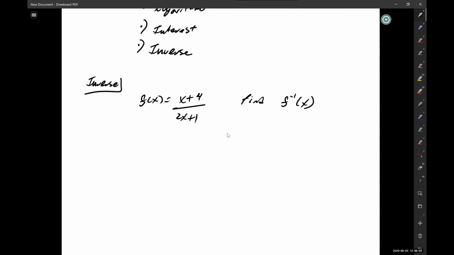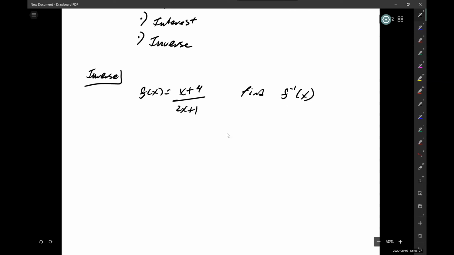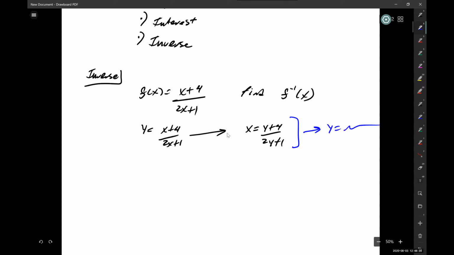So the way we did this algebraically was we wrote this in terms of a y equals equation. That's just rewriting the same original equation. And then what makes it an inverse is we're going to do this swap of variables. So swapping will make x equal y plus 4 all over 2y plus 1. And that's the initial step. And the goal, as we always do, is to set this up in the form of y equals some equation. So we need to solve this thing for y.